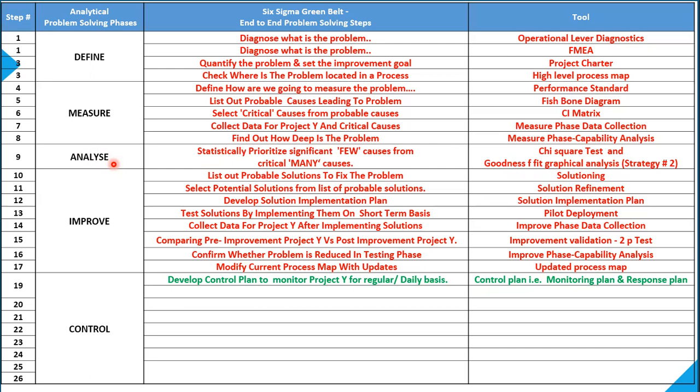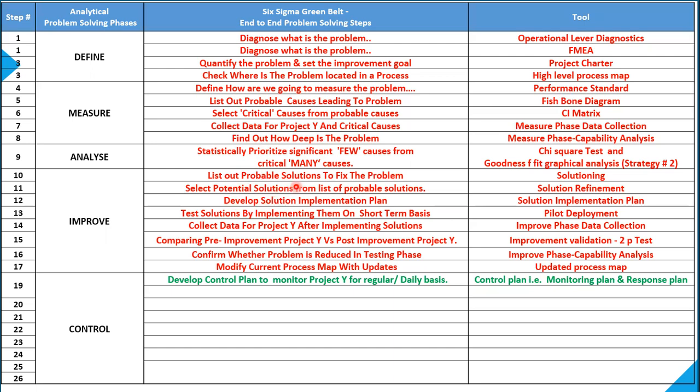Once we got statistically significant causes, all we are going to do is find out the probable solutions to handle them, and that's what we do in improve phase. We figure out probable solutions, then we filtered out, or we segregated, potential solutions out of probable solutions based on the four filters, if you could remember.